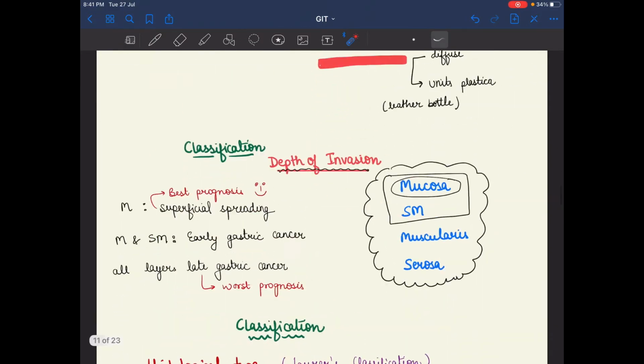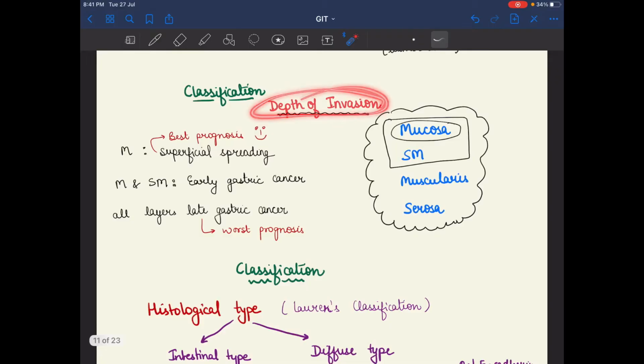Now the classification according to depth of invasion. According to depth of invasion, the layers are mucosa, submucosa, muscularis propria and serosa. If it only involves the mucosa, that is a good prognosis, meaning it is superficial spreading, and it has the best prognosis.